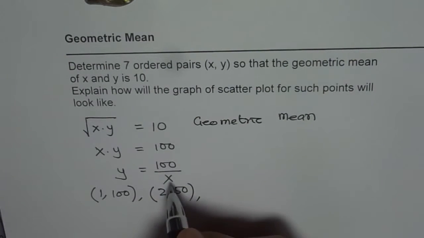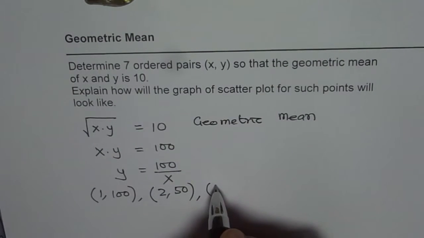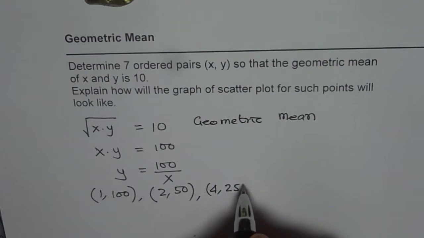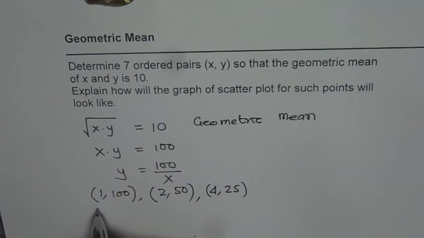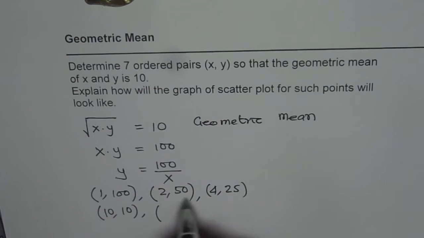How about when x is, let us say, 4? For 4 it is 25, correct? So likewise, you can give different values of x. If x is 10, then 100 divided by 10 is 10. And then you can flip these numbers and write some more, correct? So you can have 25, 4, and things like that. So in between, let us take one more value. Let us say x is 20, right?